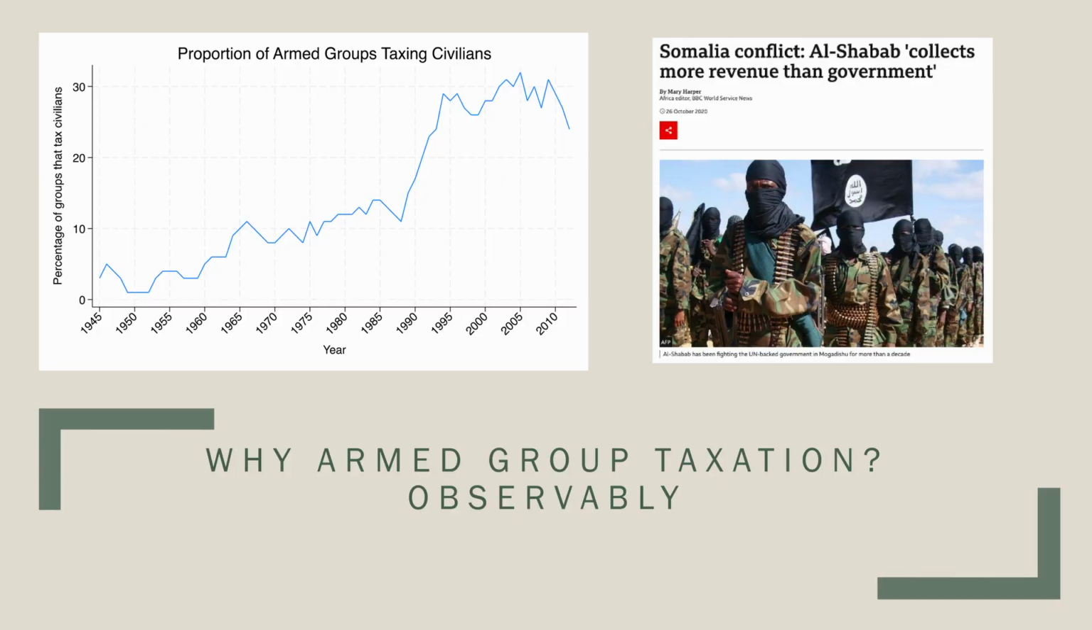Why armed group taxation? So observably, the proportion of armed groups that tax civilians has been increasing. This does tick up around the same time that we see an increase in incidence of civil conflict as well. So that's to be expected. But also at the same time, if we look at all of the institutions of rebel governance, armed group taxation is the most prevalent one among them. So groups that are engaging in rebel governance will be most likely to tax. It's very popular. The other reason is that we know that they're very good at it.